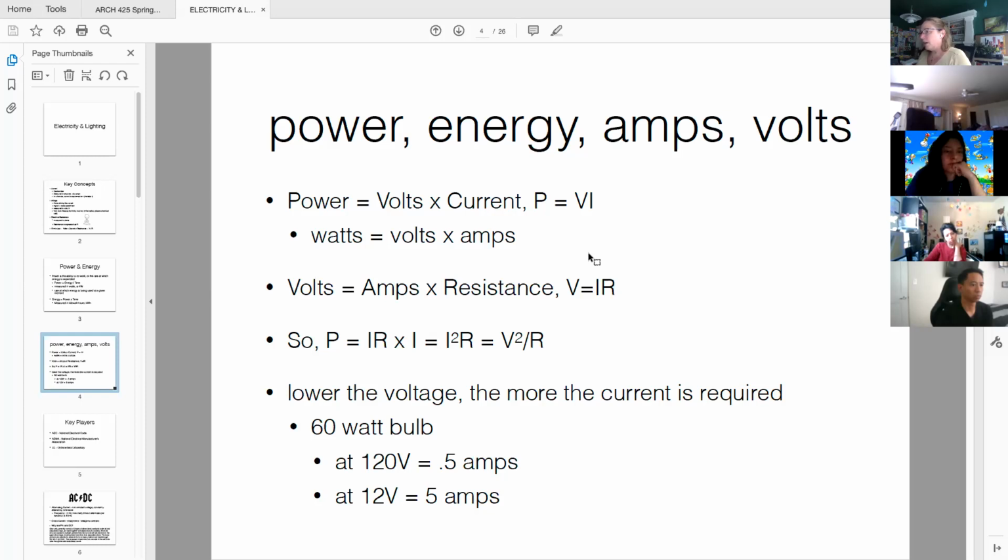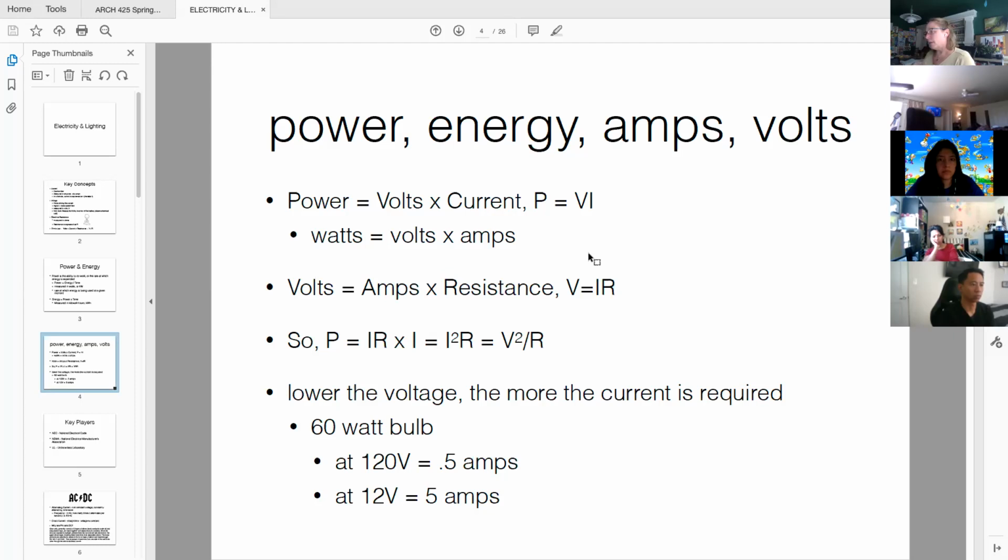Your volts is going to be based on your flow rate times your resistance. So your flow is the water going through the pipe, and your resistance is the material that electron transfer is occurring through as it's going through that pipe, the pipe being the wire. So our power, if we back it up, is going to be volts times amps, and then our volts is going to be the amps times the resistance.